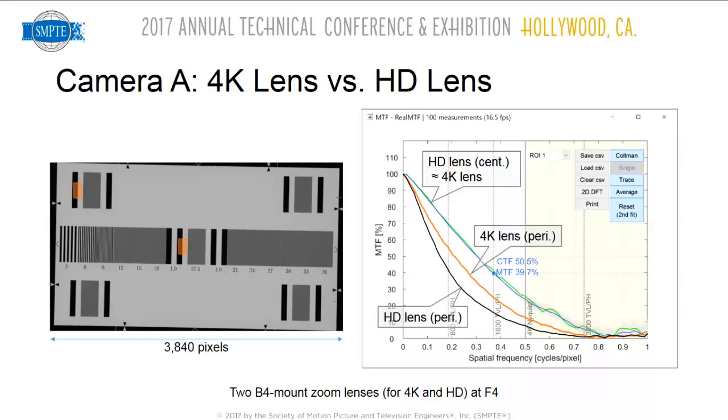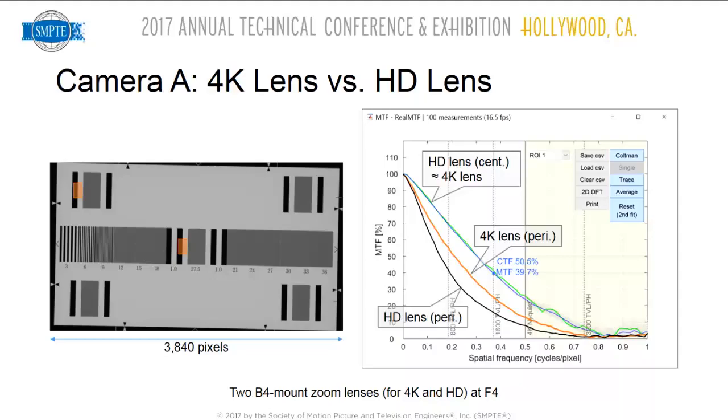And I tested a 4K lens and an HD lens. And this blue curve shows the MTF when using the HD lens, and the MTF is almost identical to that of the 4K lens, but when measuring the peripheral edge, the 4K lens had better MTF than the HD lens.